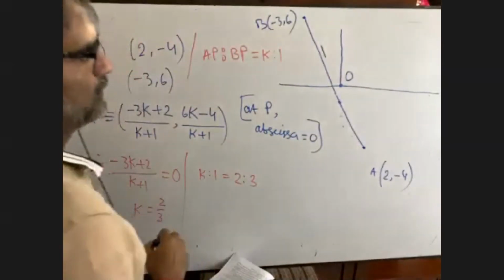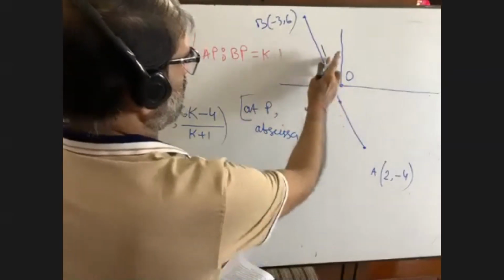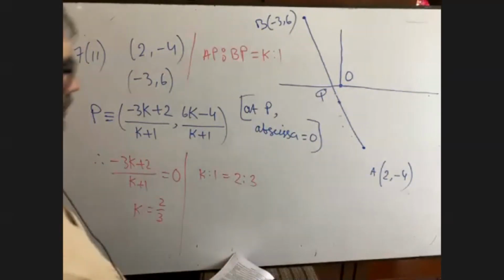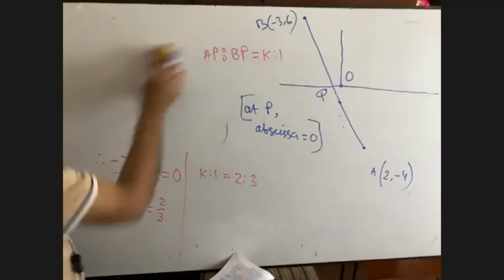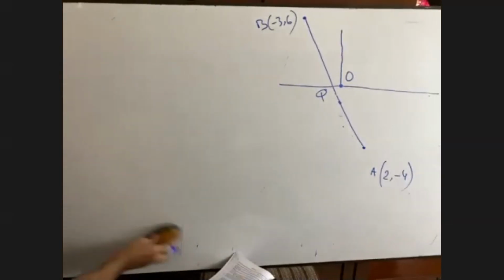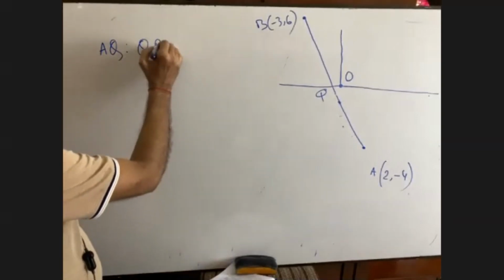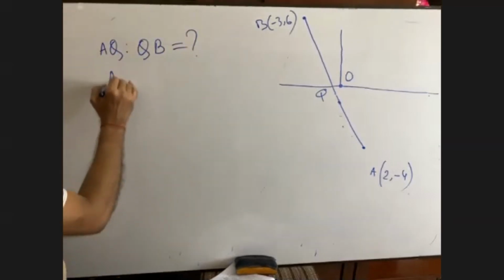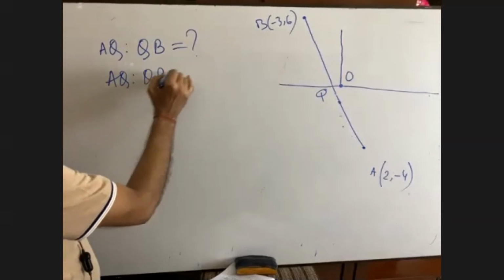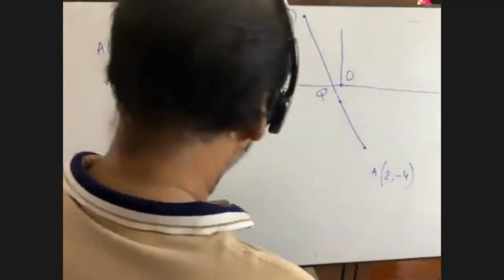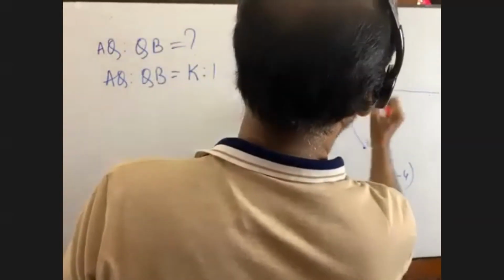This is O. And suppose it is Q now, okay? Now you have to find AQ is to BQ. Do in the same way. You have to find now AQ is to QB equals to what? So let AQ is to QB equals to K is to 1. That means this is K and this is 1.